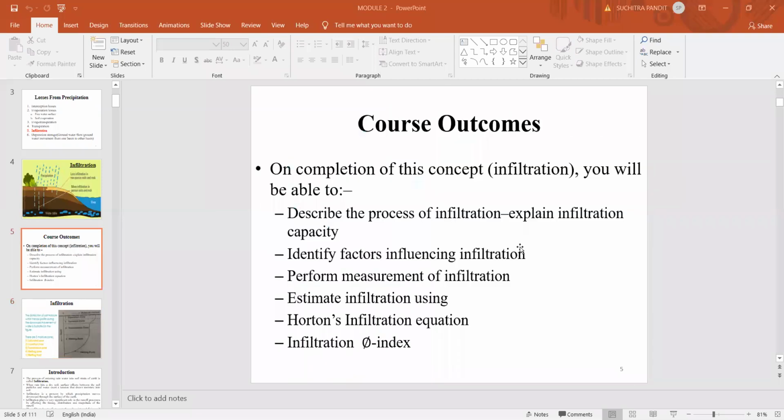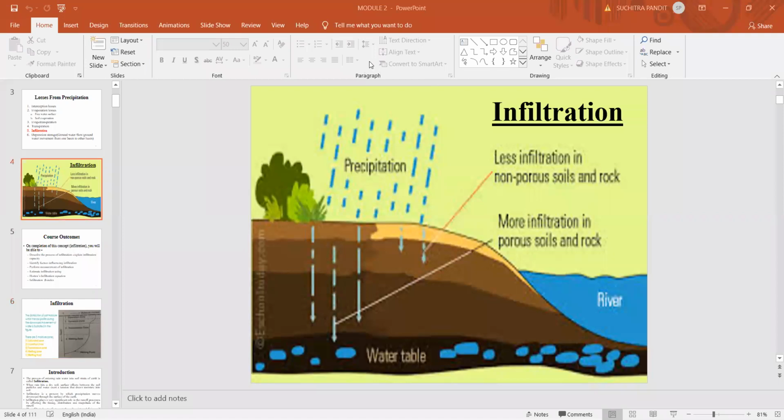Now you can see this figure. Precipitation is taking place. Some portion of the rainwater infiltrates through the soil surface and finally builds up the groundwater table. The rate of infiltration mainly depends on the porosity of the soil. If you have a very impervious layer, naturally there will be less infiltration and maximum runoff. On the other hand, if the soil is porous in nature, especially sandy soil, the rate of infiltration will be very high, so the volume of runoff that comes out of the catchment area will obviously be less. Entirely, the process of infiltration mainly depends on the imperviousness of the soil surface.